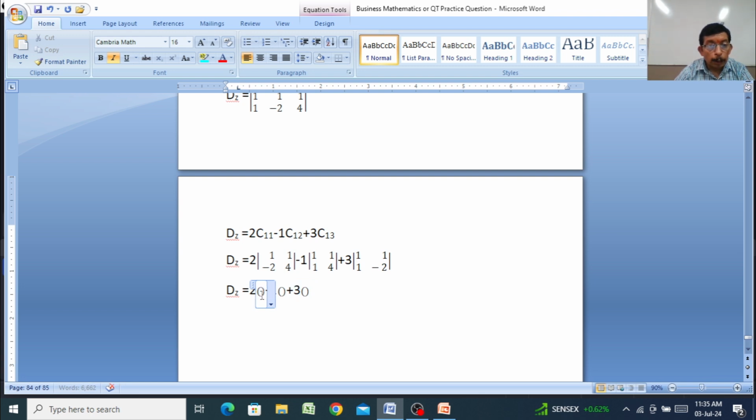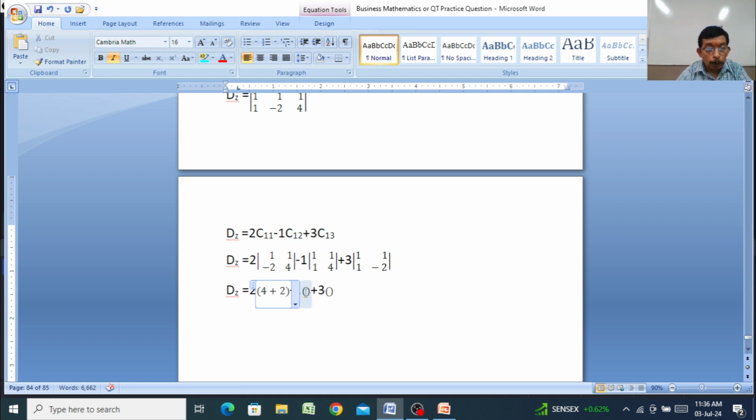The value of the C11, the determinant of 2 by 2 order, is obtained by the difference of the cross multiplication. The first diagonal element is 1 and 4, then the multiplication is 4. The second diagonal element is 1 and minus 2, the multiplication is minus 2, then minus plus 2.